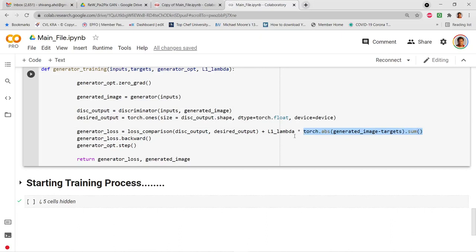This is L1 lambda, a constant. You can call this a hyperparameter. You can experiment with this. So the entire thing forms one loss. You can call this the L1 loss, and this is the binary cross entropy loss. We add them and then we pass it back.